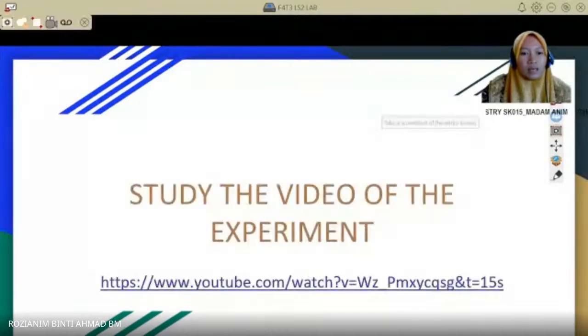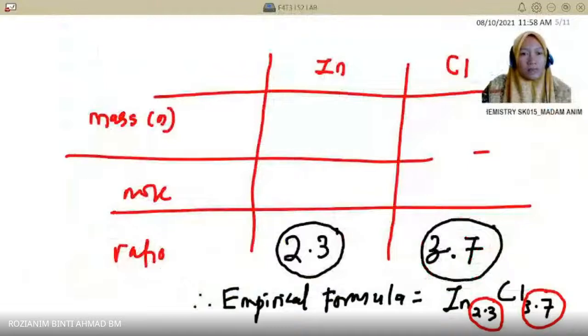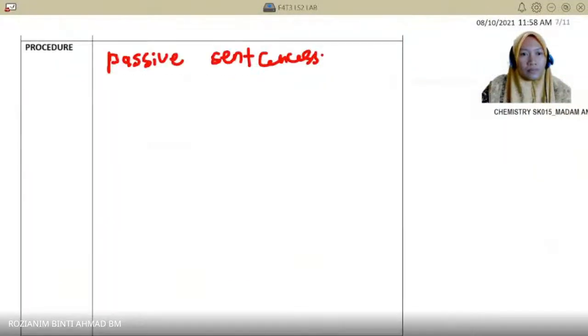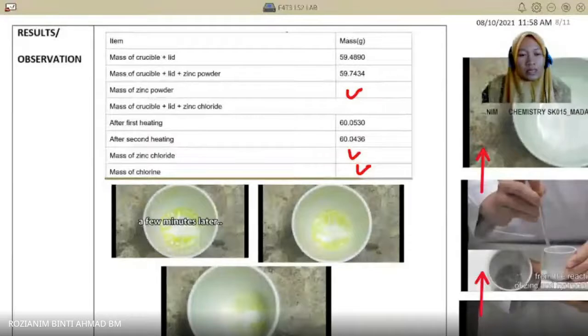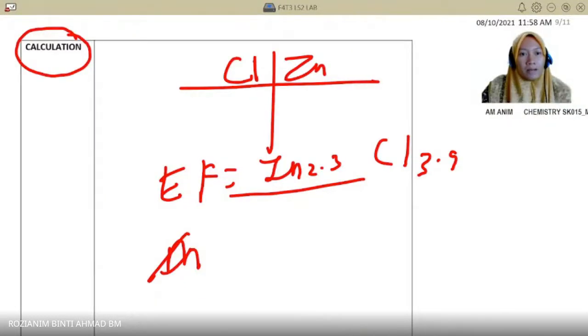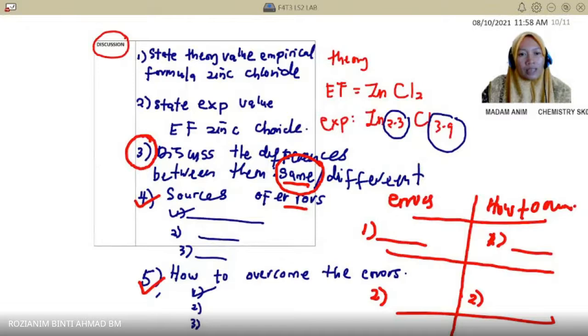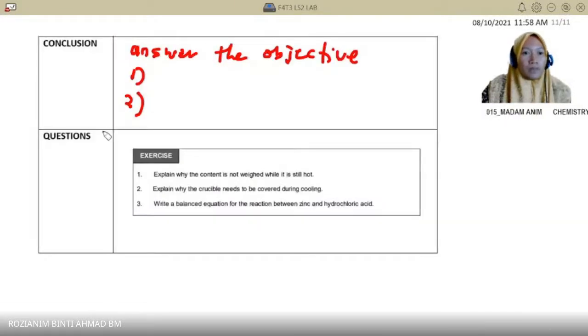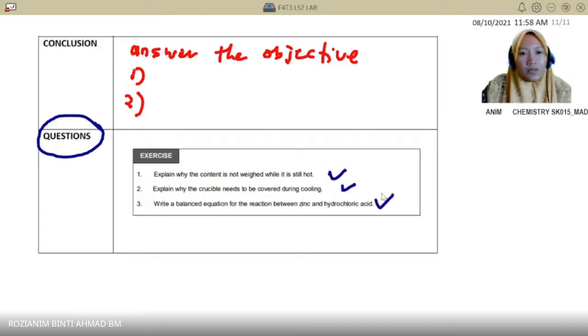Okay, and for the last part, conclusion dah siap, you pergi kepada part of exercises question. Means the question. Mana nak dapat soalan ini? Dalam lab manual. Akhir sekali. So kita ada 3 soalan, so kita perlukan 3 jawapan. Dapat? Ada soalan nak tanya? Itulah format you punya writing report for this experiment untuk hari ini.